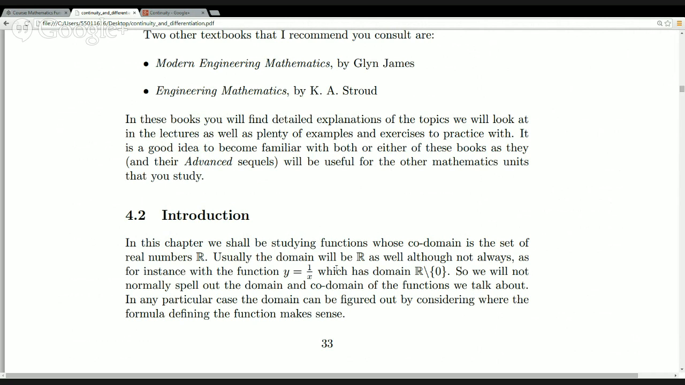The function that sends x to 1 over x is perfectly valid for all the real numbers, except you have to exclude a certain element from the domain. You have to exclude 0 because there's no meaning to 1 divided by 0, of course. So on the whole, they'll probably mostly be from all of the real numbers to all the real numbers. But sometimes we need a restricted domain.